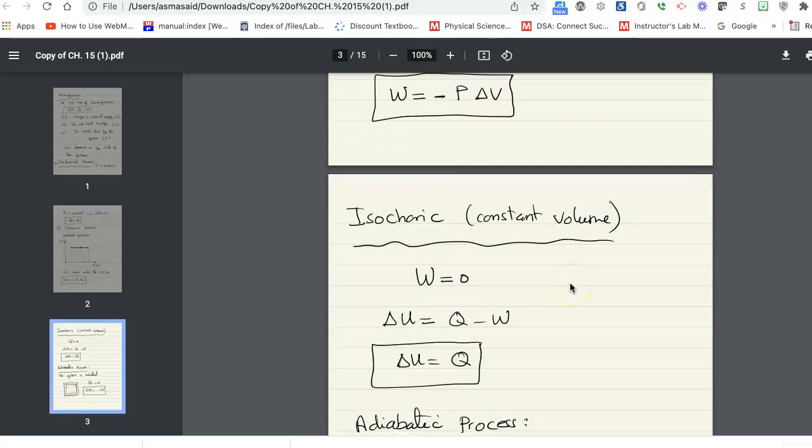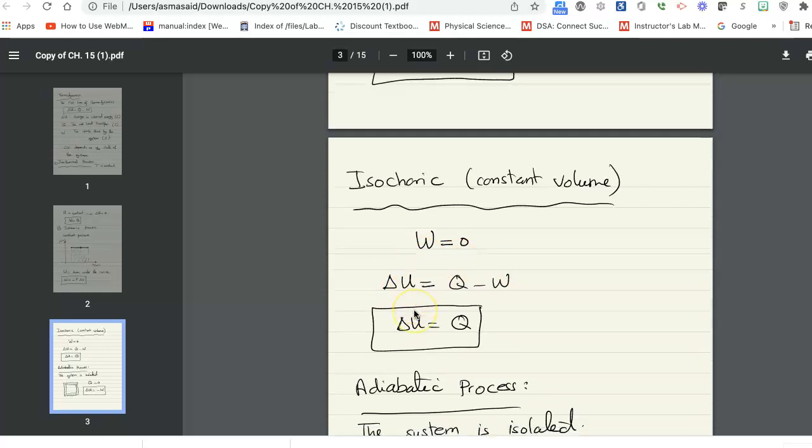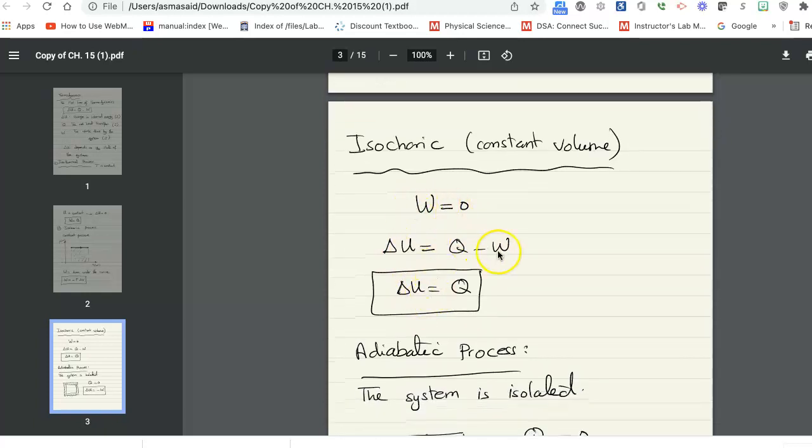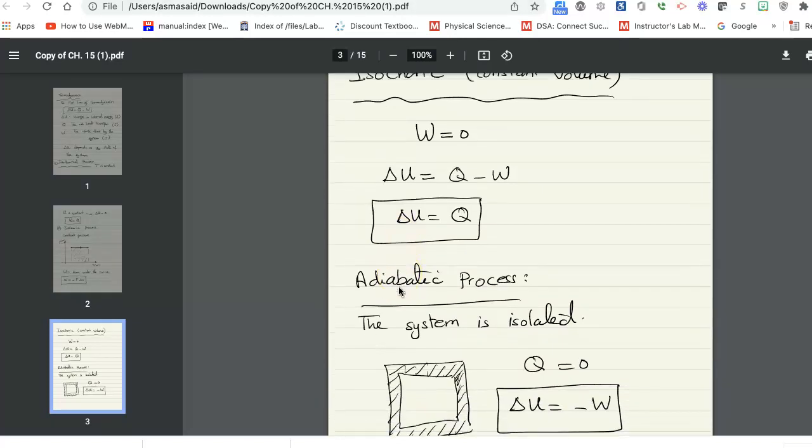The next process is isochoric, and this is constant volume. When we have constant volume, this process is going to be a vertical line, and W is going to be 0 because we don't have an area under the curve. From that, we can say delta U equals Q minus W. Since W is 0, the change in the internal energy is going to equal Q, the quantity of heat.